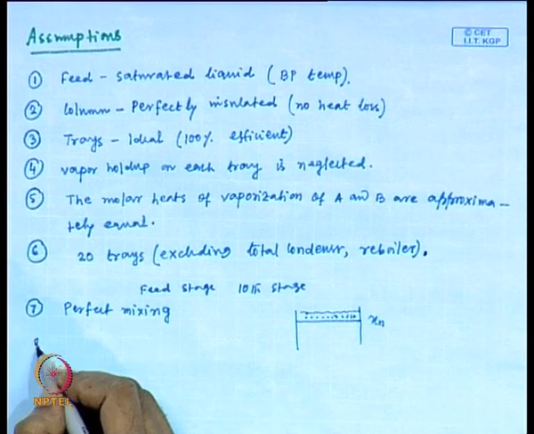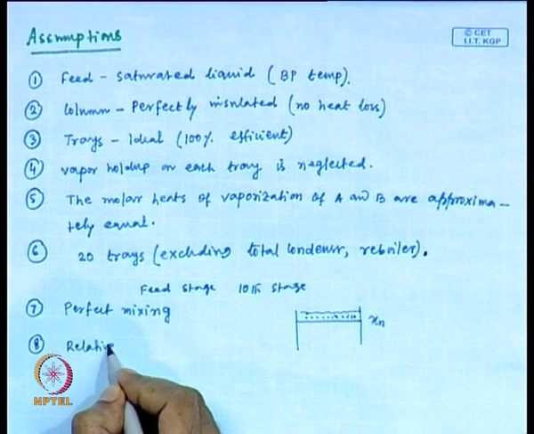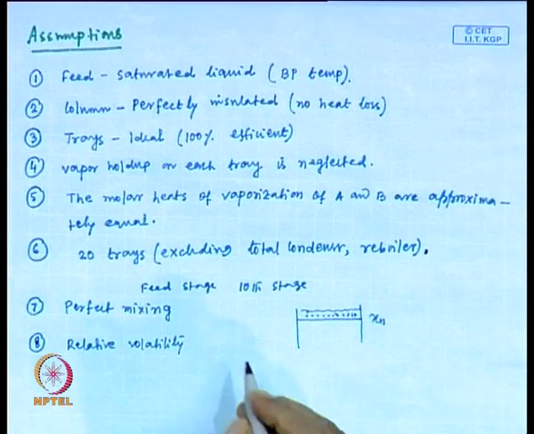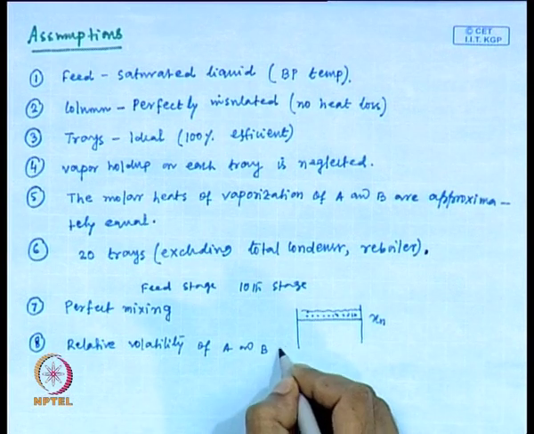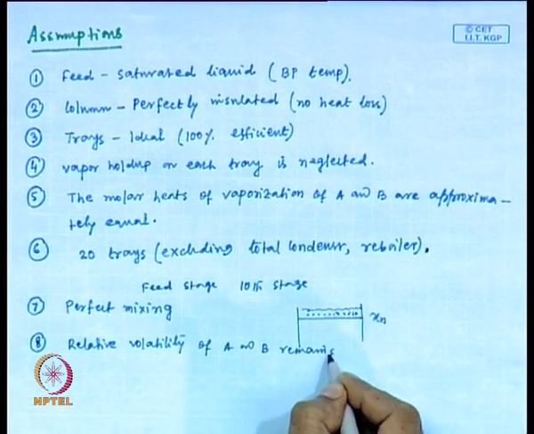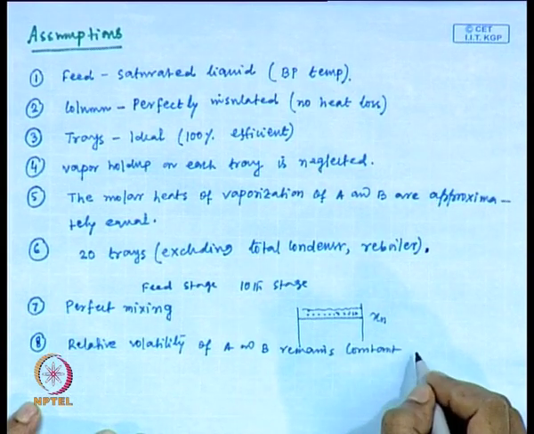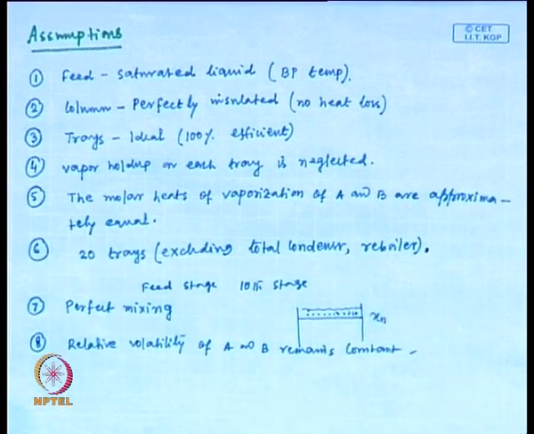Next assumption is relative volatility. The relative volatility of the two components A and B remains constant throughout the column.